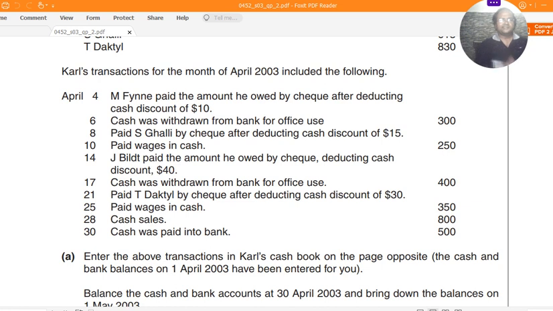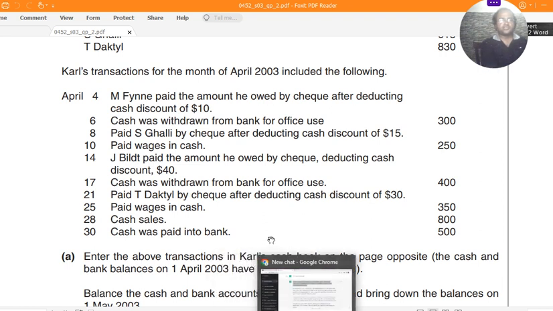The second transaction: cash was withdrawn from bank for office use. So here we see that cash was withdrawn from the bank for office use. It means that in this transaction the cash column and the bank column are both affected, and that is called a contra entry. In the situation of a contra entry, we have to write down that our cash increases and bank decreases.